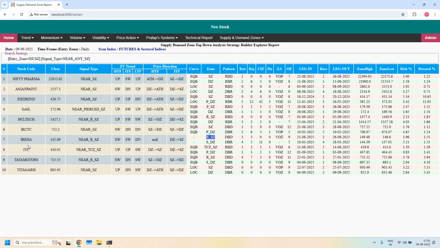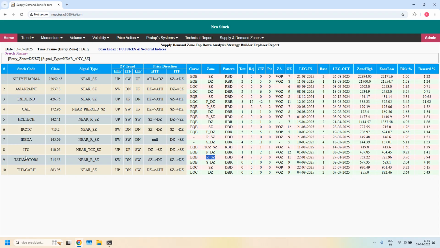Next, IREDA is having a daily high liquidity supply zone. It is also having a daily high liquidity demand zone. That means price is moving in between these two zones. Until one of these zones is violated, you can plan trades either in the demand zone as well as supply zone. Either side you get the trade opportunities. So please make use of them, even though the stock is near daily supply zone.